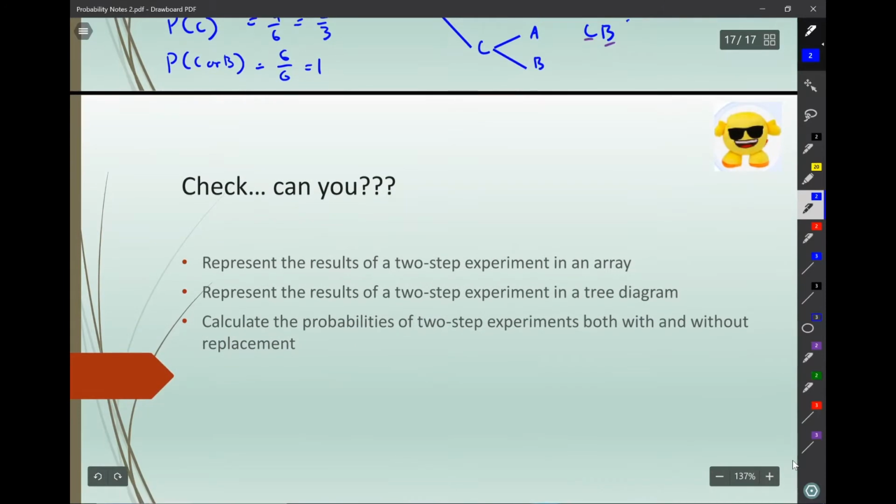Okay guys, you are going to go to the textbook and do some examples on arrays and tree diagrams now. And after you've finished your textbook work, that's going to go across 2 periods, you should be able to do these 3 things listed here. So make sure you come back and check that you can do these things after you've completed the independent work.